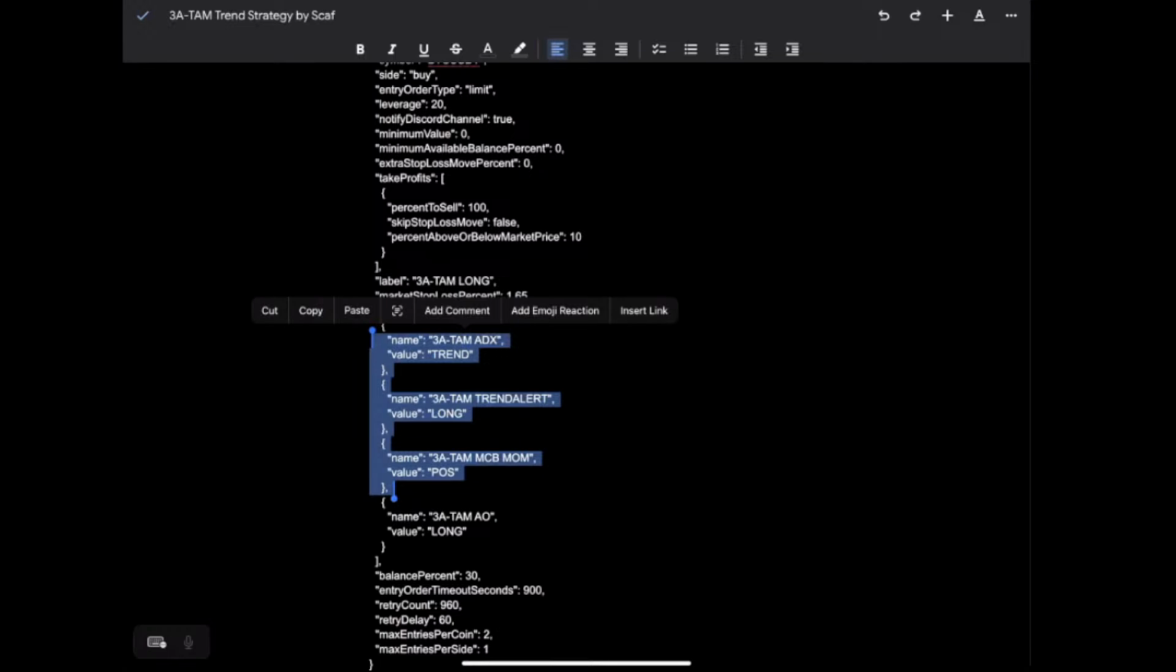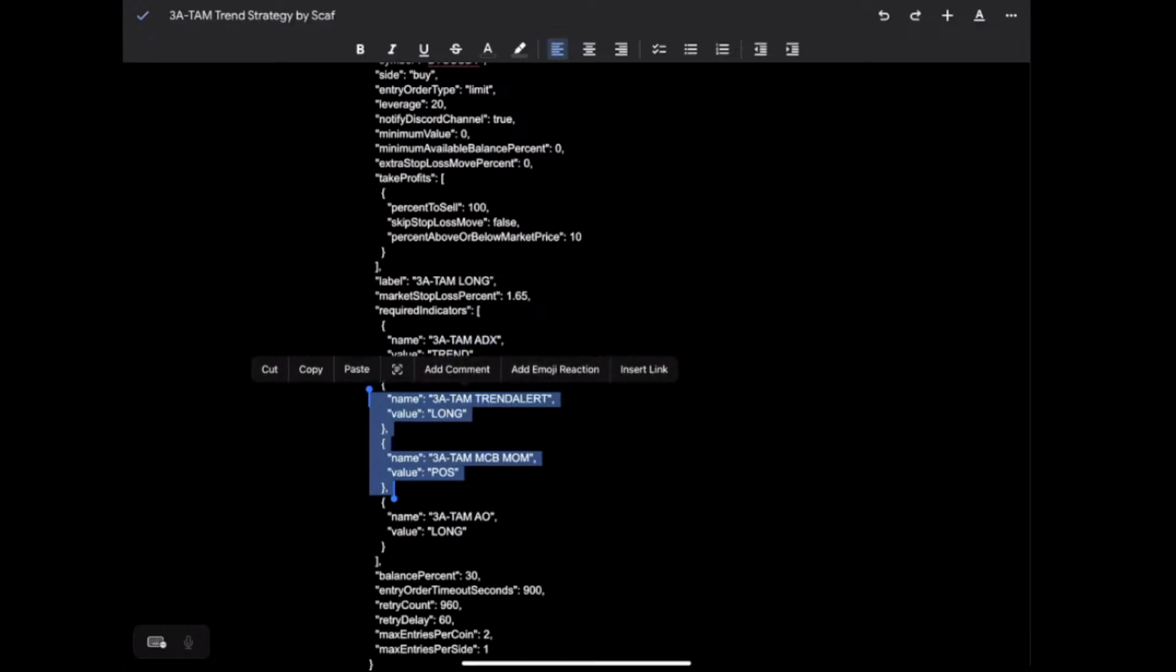The first one says 3A TAM ADX, that says trend. That's a simple yes or no. It either says trend or it doesn't. That's a very simple confirmation, nothing special there. The next one is trend alert. Again, very simple confirmation. It's an indicator that's public up on TradingView, just like ADX is, and it's very easy to get your alerts off of that.